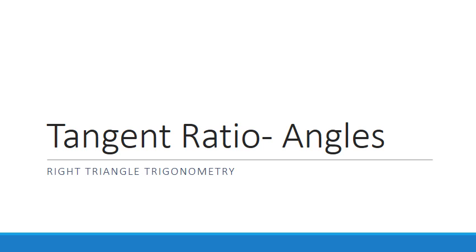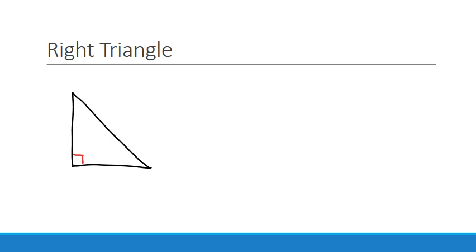Hello everybody and welcome to the first video in our right triangle trigonometry series. Today we're going to look at something called the tangent ratio, and we're going to focus on determining angles using this tangent ratio. The first thing we should discuss is a right triangle itself.